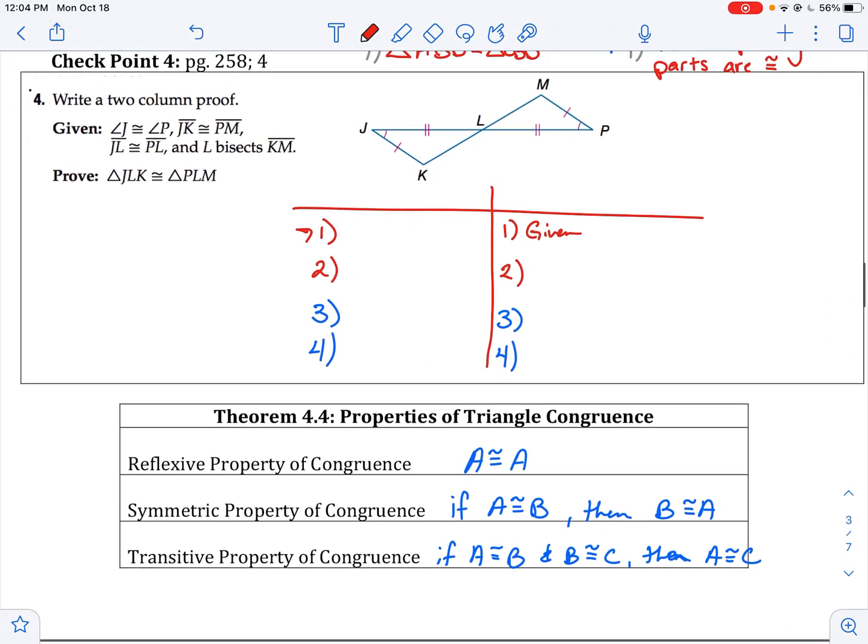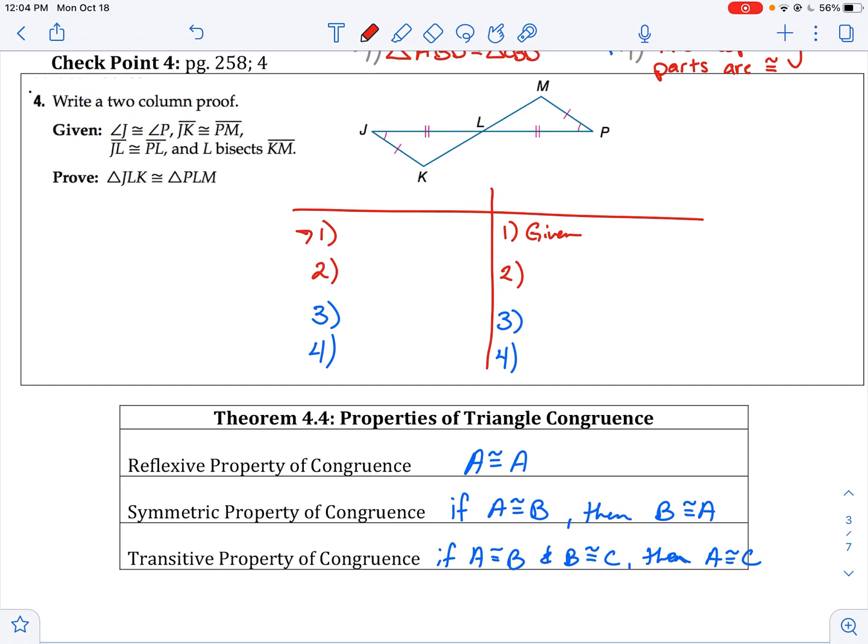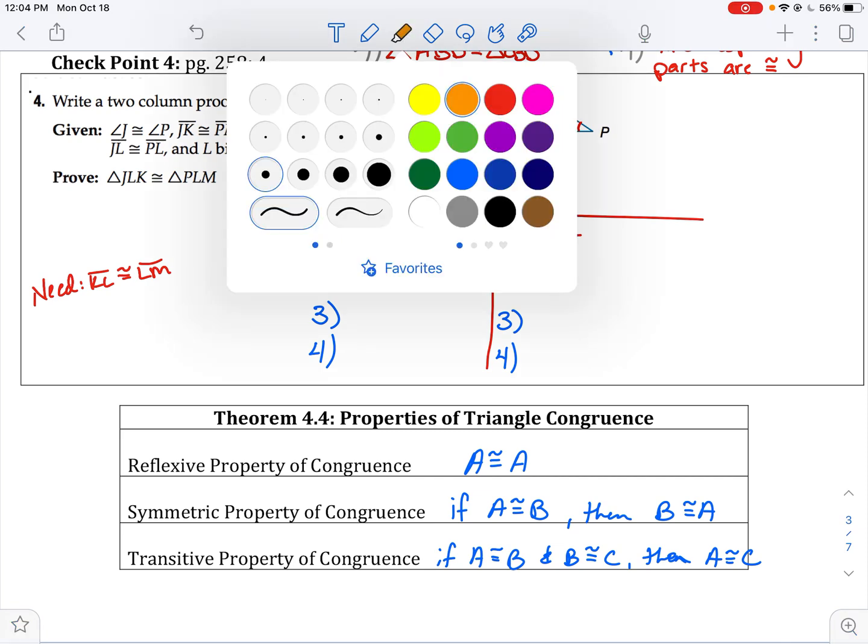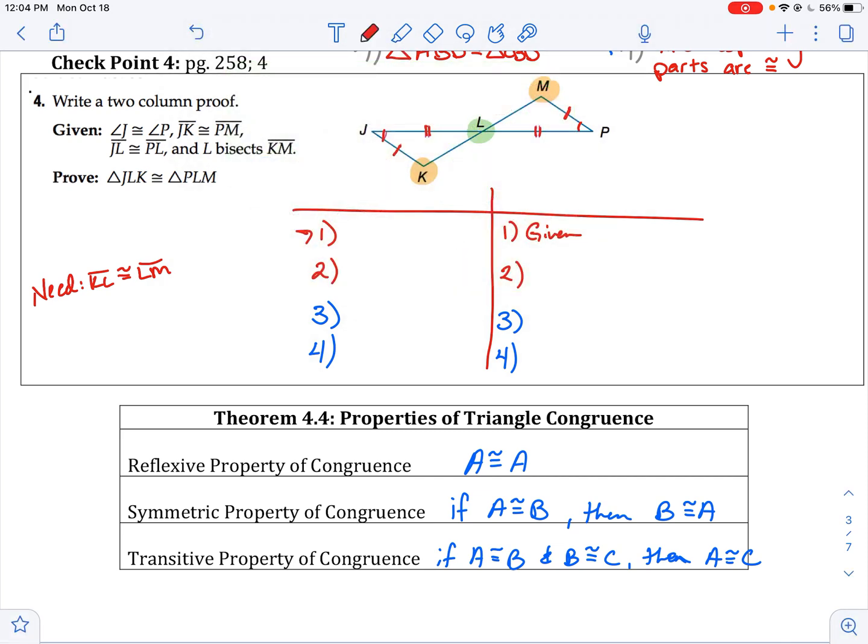Let's try another one. So I'm given all these markings already. And I would like to show that these triangles are congruent. So I've got two sides, I need a third side. I need to show that KL is congruent to LM. And I need to show that my two angles that are missing are also congruent. So I need to show that K and M are congruent and L is congruent to L.